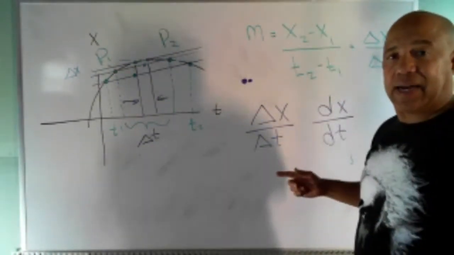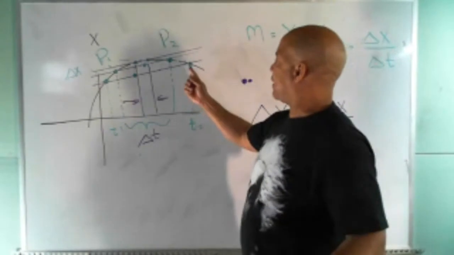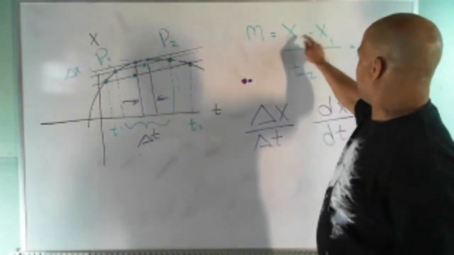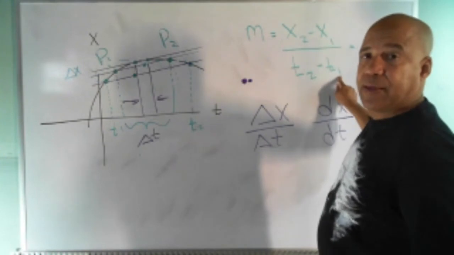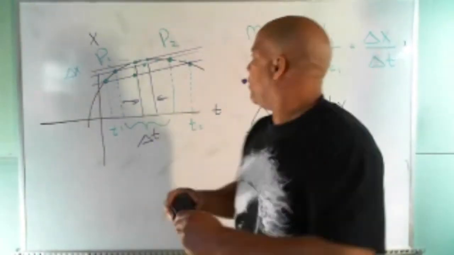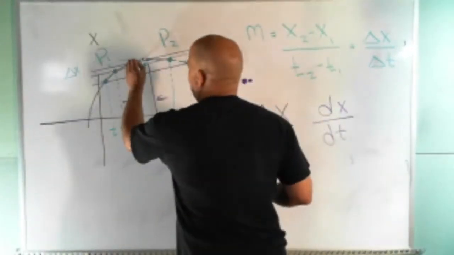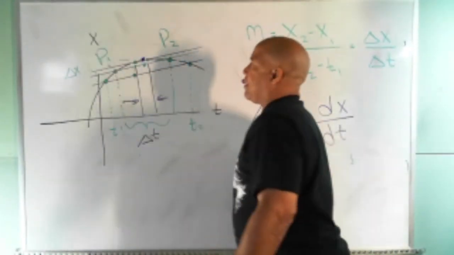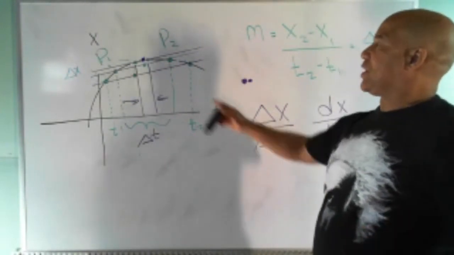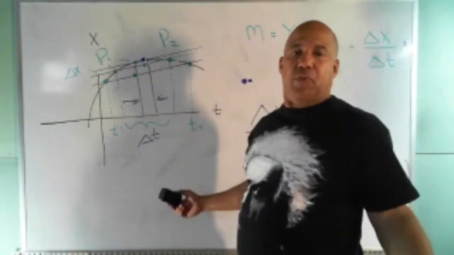A secant line is a line that cuts a curve in 2 places. I can take the slope of that because I can get the x2, the x1, the t2, and the t1. But when these are so close that it looks like 1 point, I can't get in there to measure in between them. So we're just going to treat the 2 points as if they're 1 point.